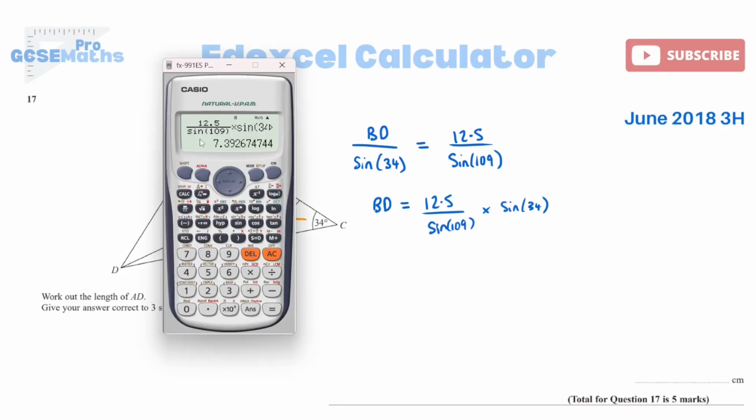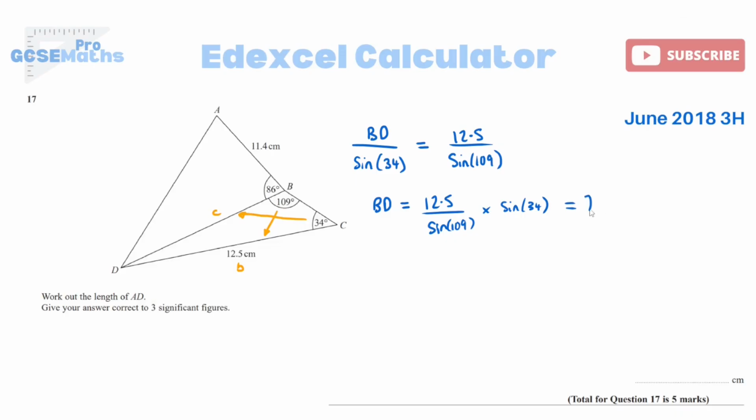And as you can see, I do get loads of decimals, so I'm going to keep my answer in the calculator because it's not the final answer yet. But I'll write down maybe 7.39. So BD is about 7.39. So now I know this one is about 7.39, I can now look at the second triangle. I want to work out side AD.